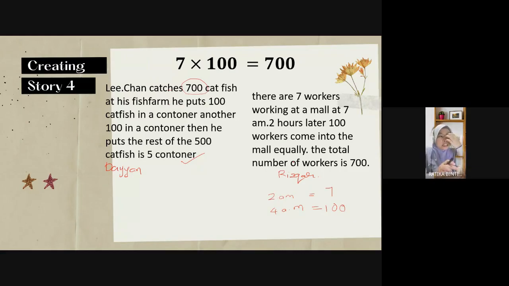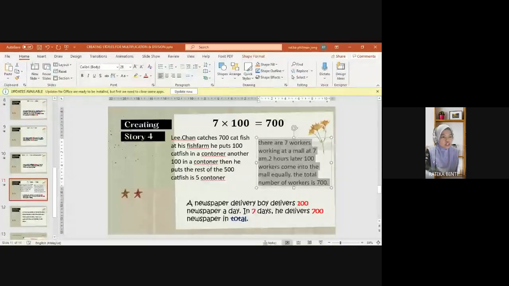Kalau awak fikirkan 7 orang bekerja pukul 2 pagi. Oh, 7 a.m., sorry. 7 a.m., 7 workers. And then 2 hours later 100 workers. There is no repeating, tak ada benda yang repeated. Nothing is repeated. Kita tengok jawapan yang lain dulu. Let me check other answer.